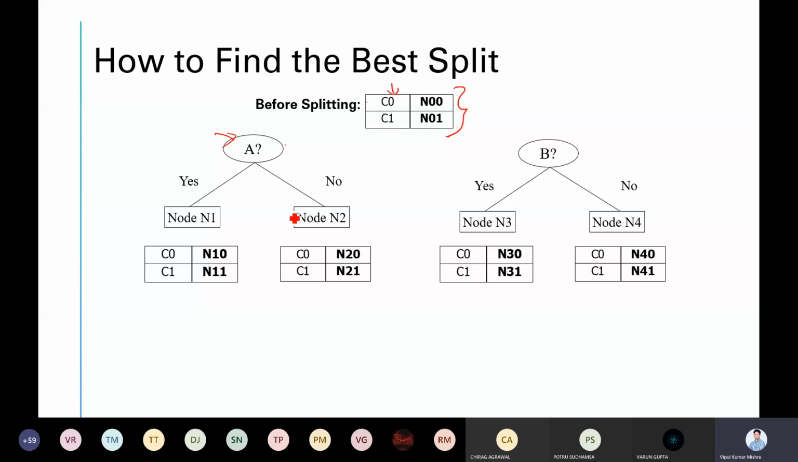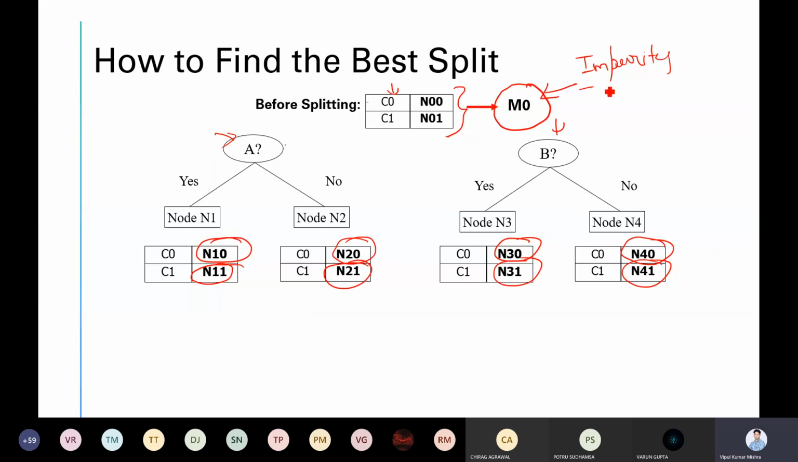So that will become node N1, that will become node N2. So here we got numbers N10, N11. For N2, it will be N20, N21. Once you divide based on B, you will get nodes N3 and N4. These will be the numbers. Again, these all will be the numbers that are coming from the data set by counting. Right? So suppose based on this number, this is the quality, or you can say impurity.